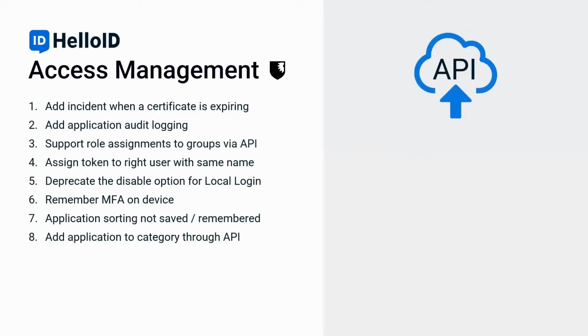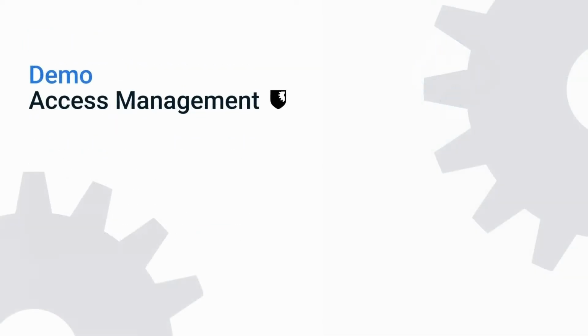The last item we added was another option to the HelloID API, which makes it possible to add applications to a category through the API. For more information about the HelloID API, please check the website docs.helloid.com.